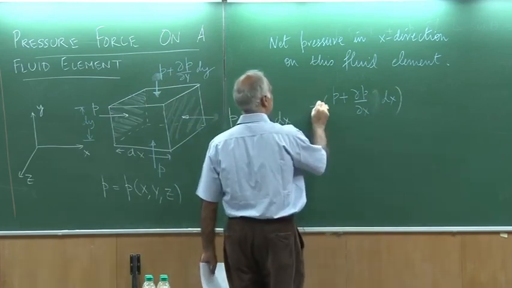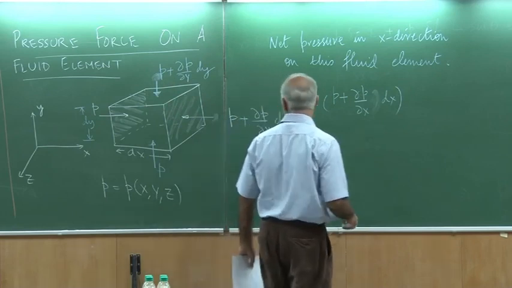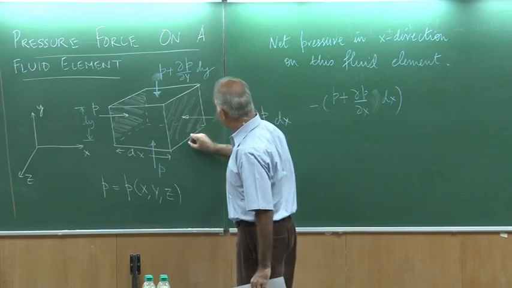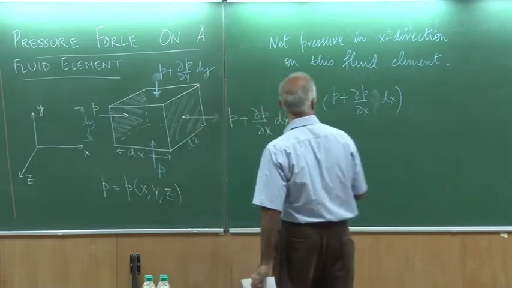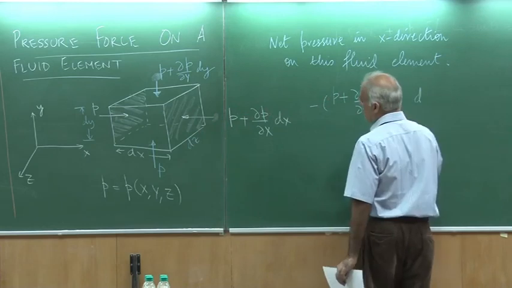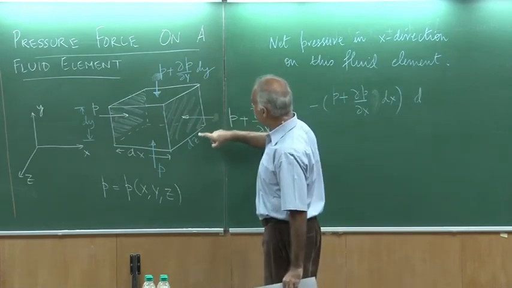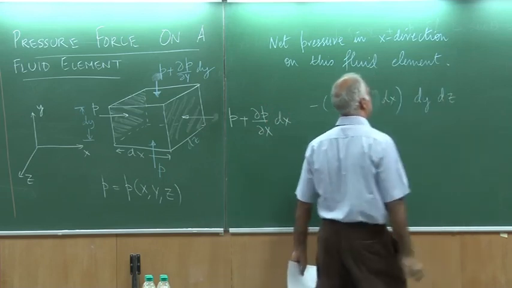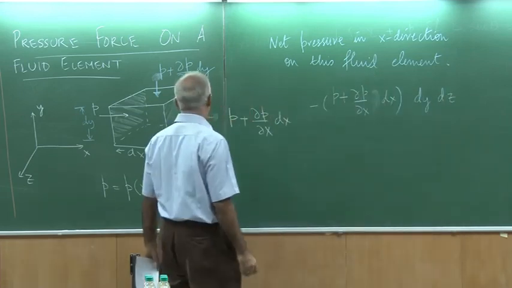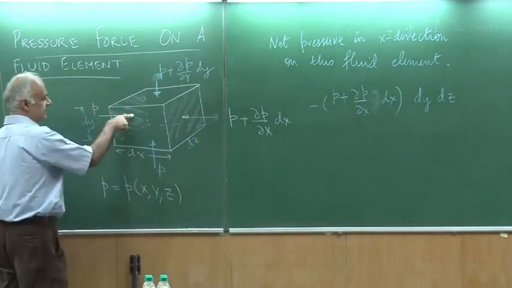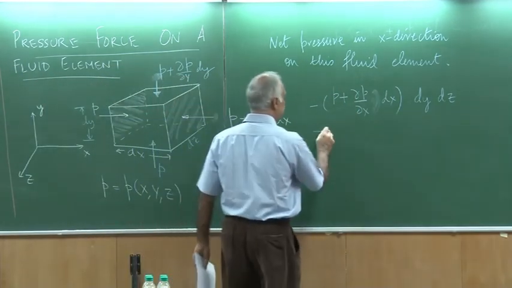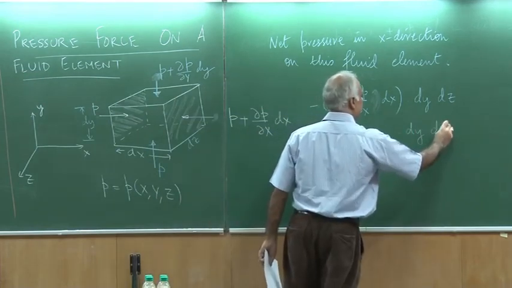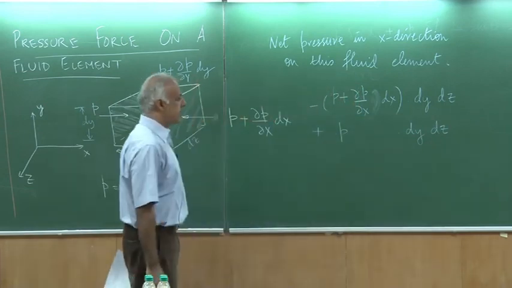So there is a negative sign here because it is acting in the negative x direction, times the area over here. So I would like to call this dz. So this would become, the area of this face is dz times dy. And then I have pressure on this face, and that is in the positive direction. So I have plus P, and now this is dy dz. Okay.